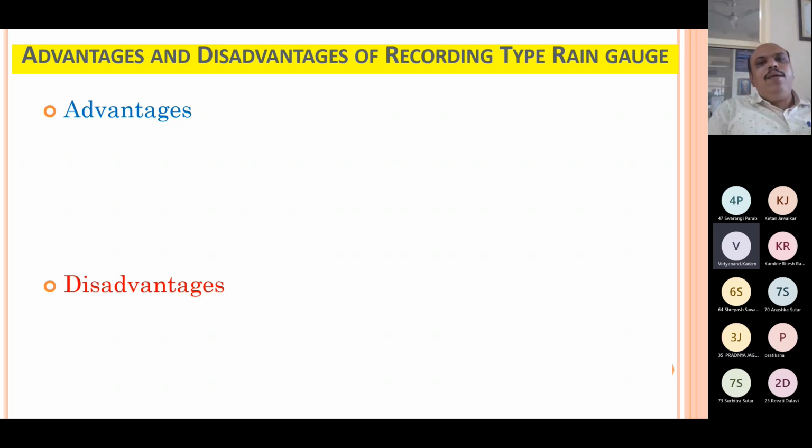The first merit is rainfall gets recorded automatically, whereas in case of non-recording type, the attendant is necessary. Every day the attendant has to visit the rain gauge station. He has to measure the rainfall in a measurement cylinder. So that is the process, which is not necessary here. So attendant is not necessary. That is the first merit. Right answer. What is the second advantage?